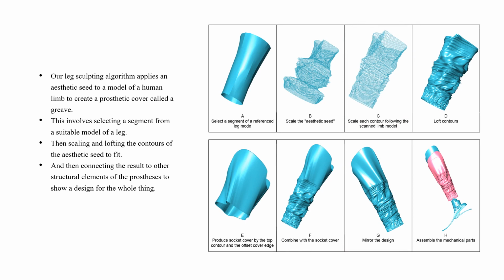Our leg sculpting algorithm applies an aesthetic seed to a model of a human limb to create a prosthetic cover called a greave. This involves selecting a segment from a suitable model of a leg, then scaling and lofting the contours of the aesthetic seed to fit, and then connecting the result to other structural elements of the prosthesis to show a design for the whole thing.